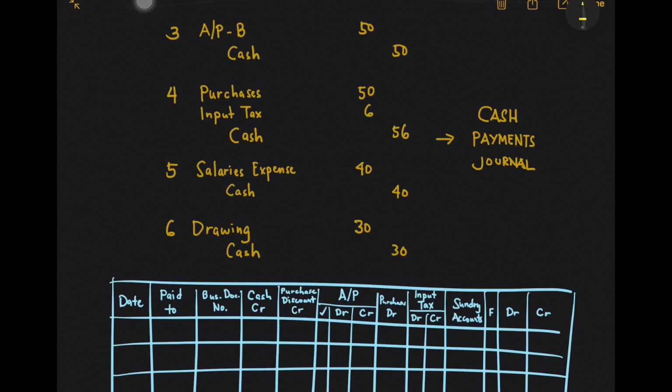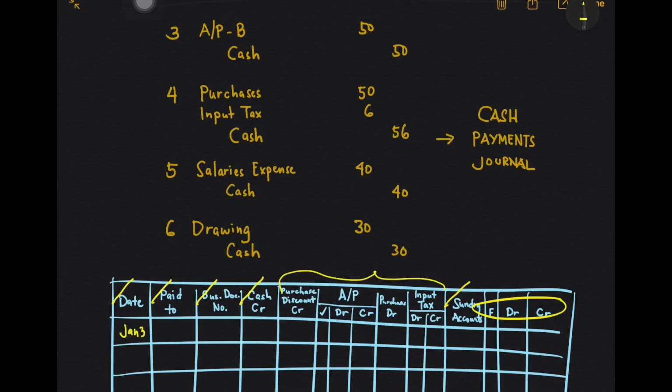Before that, let me just explain real quick the columns that we have in our cash payments journal. First, we have the date, so just write the date. Then paid to, write the name of your supplier. Then business document number, write the name of the business document together with the number. Then we have a column for cash credit. This is the reason why it's called the cash payments journal, because of the payments. From this point to this point, these will be the account titles which you believe will be often used by the business. For the sundry accounts, this will be the placeholder of the account titles not included in the columns. And for the F, debit, credit here, this would refer to the sundry accounts that you will use.